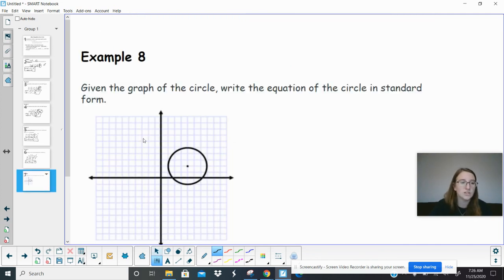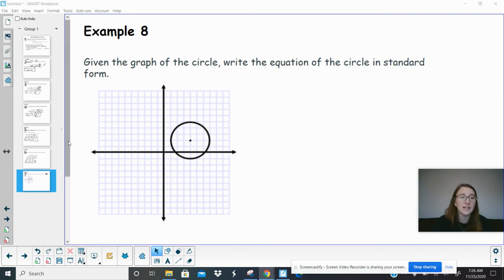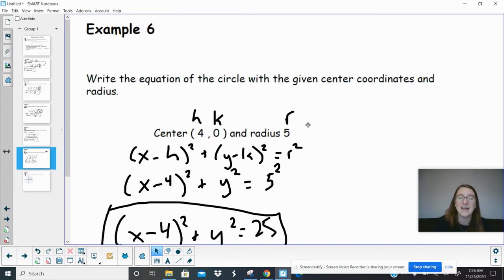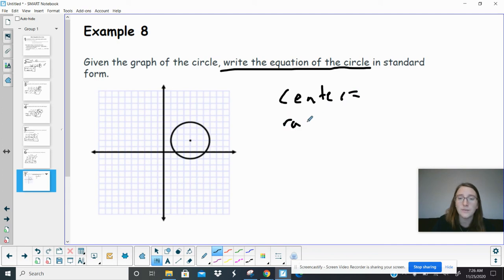Now, there's one more type we're going to do here. I kind of skipped around a little bit. If you can see, the numbers kind of skip around for the examples. But really, it's the same as this. It's just that we have to get this stuff ourselves. We still want to write the equation. So from the graph, we are going to pull out the center and the radius. And then we're going to write the equation just like we did in the last two questions.